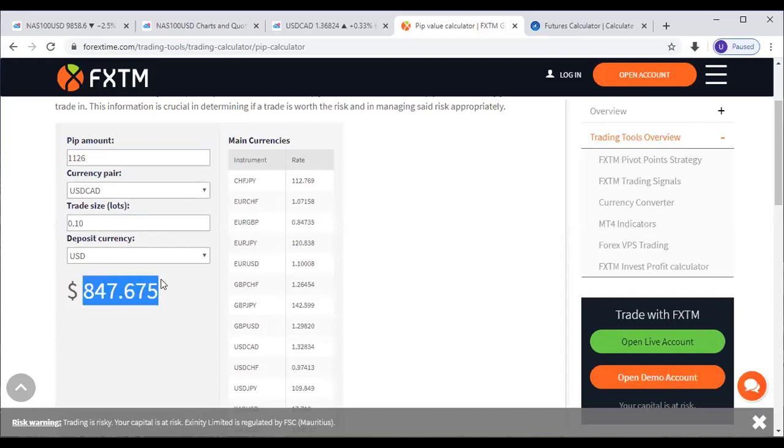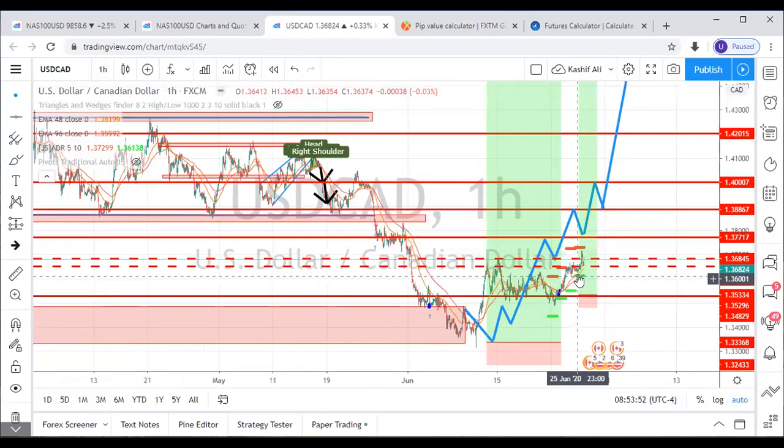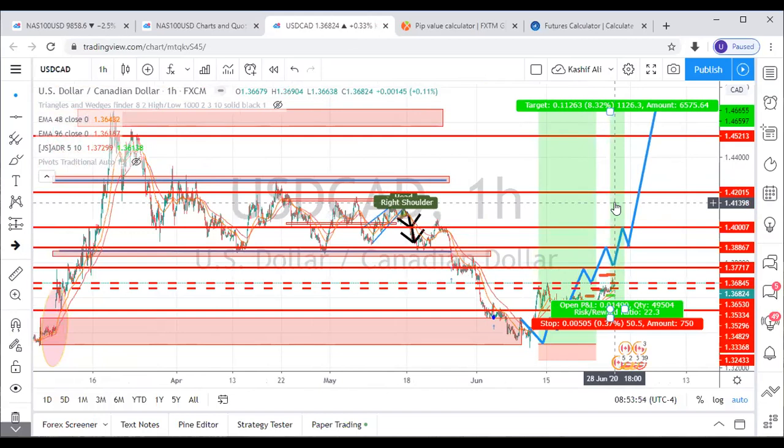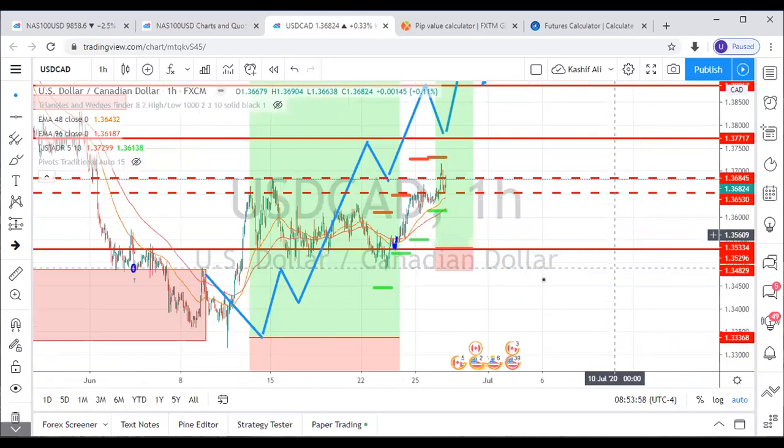So your result on 0.10 will be $847, and your risk is 50 pips, so $37 risk and reward is around $837. It's very good, it's not bad. This is the kind of trade you should take, and this is called a swing trade. It will take months or weeks, at least a month, sometimes 2 or 3 months. You just need to be very patient.